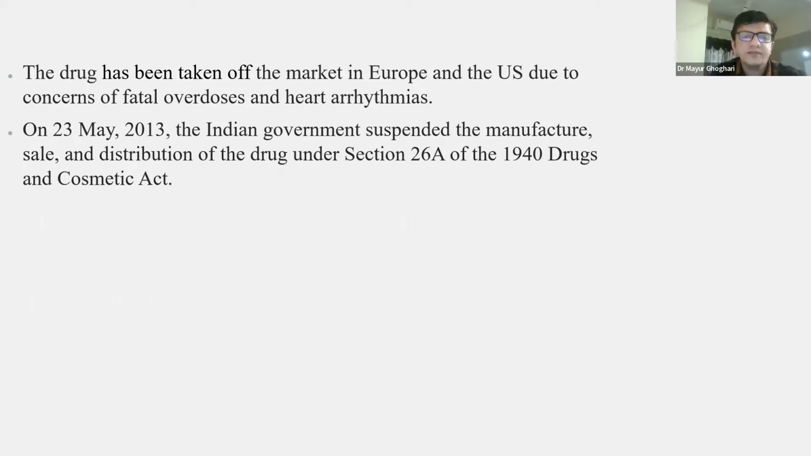The drug has been taken off the market in Europe and thus the US due to concern of fatal overdoses and heart arrhythmias. On 23rd May 2013, the Indian government suspended the manufacture, sale, and distribution of the drug under Section 26A of the 1940 Drugs and Cosmetic Act.